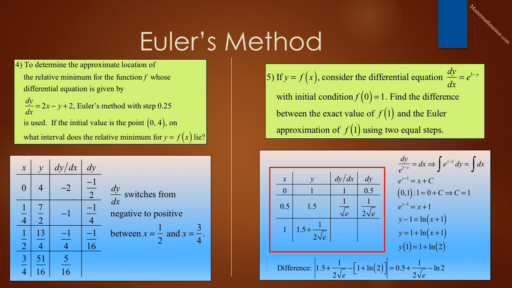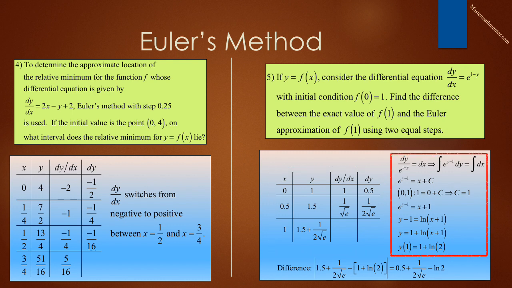So our final value for y is 1.5 plus 1 over 2 square root of e. Thankfully, we don't have to go any further into the table. So let's now solve the differential equation. We get dy over e to the 1 minus y is equal to dx. And we can write 1 over e to the 1 minus y as e to the y minus 1. So we have the integral of e to the y minus 1 dy is equal to the integral of dx.